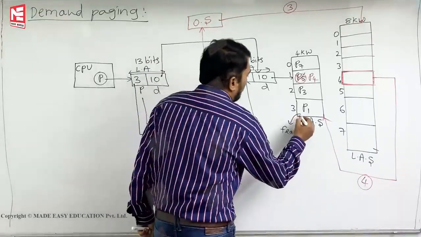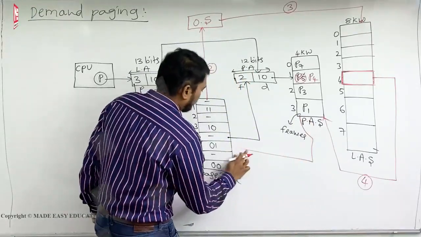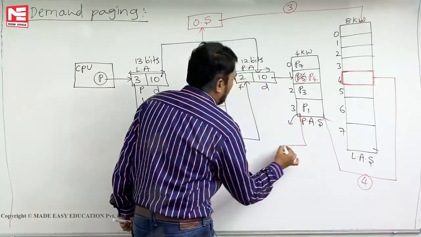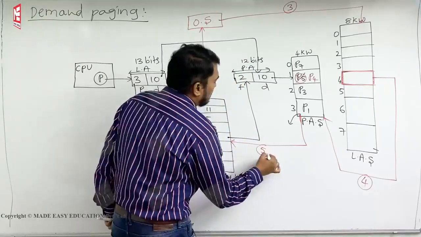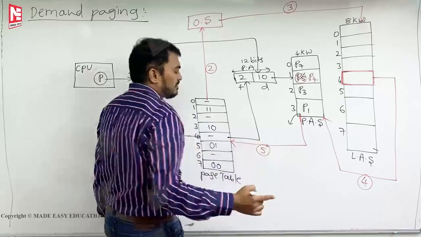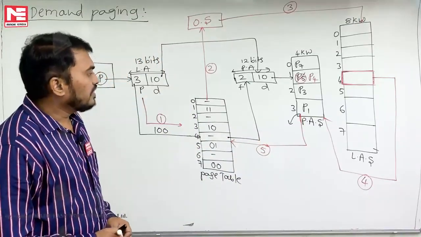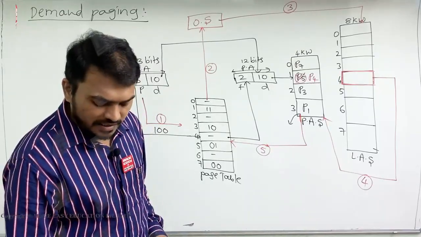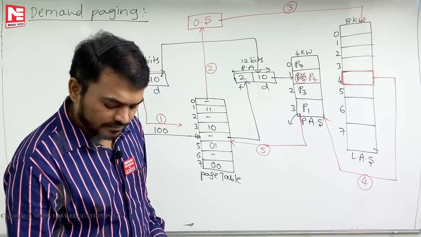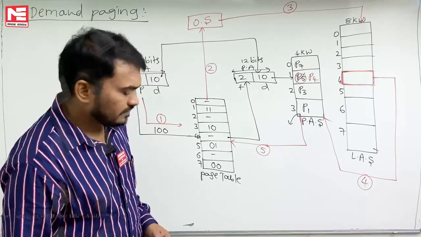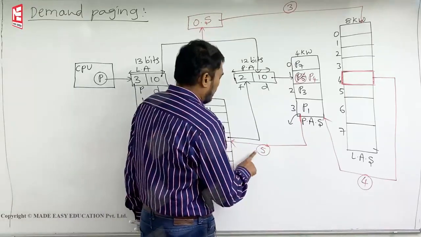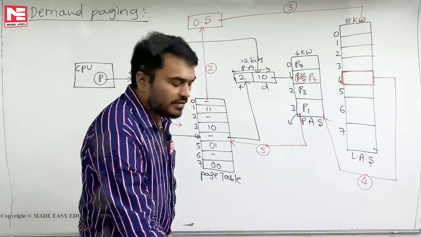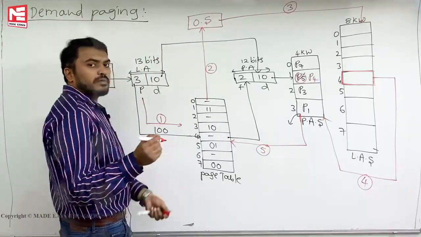Step number 5. Okay, note down. Sorry, remove this. Step number 5: the respective page table entry will be updated accordingly. Okay, understand here. The respective page table entry will be updated accordingly. इसका मतलब क्या है? Okay, the answer सुनो.